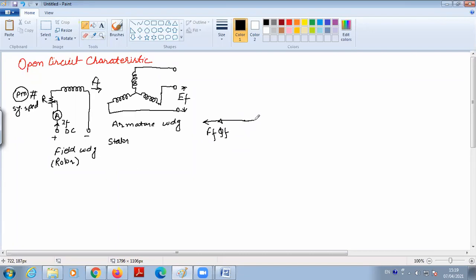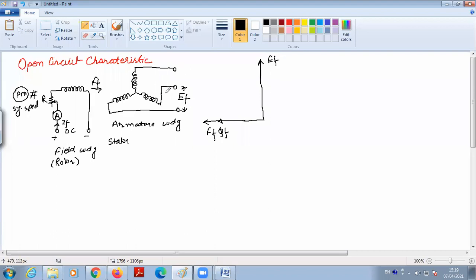It will induce an EMF which is lagging by 90 degrees. We always refer to the phasor diagram in the anti-clockwise direction. So for the lagging one, it is lagging by 90 degrees. So it will induce the EMF Ef.